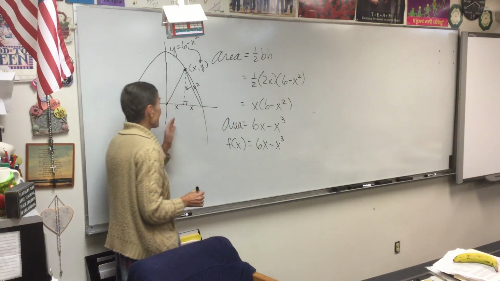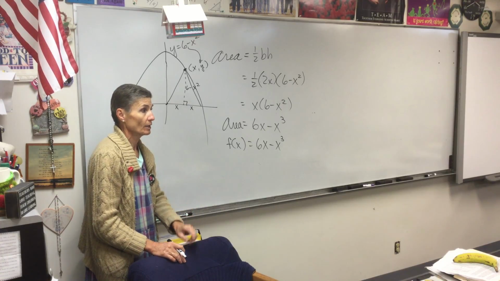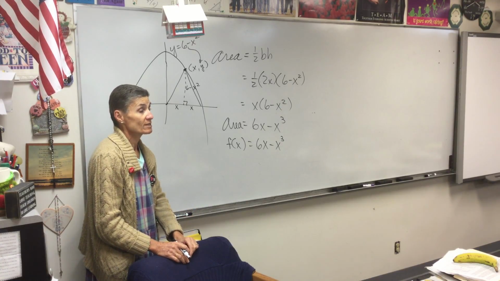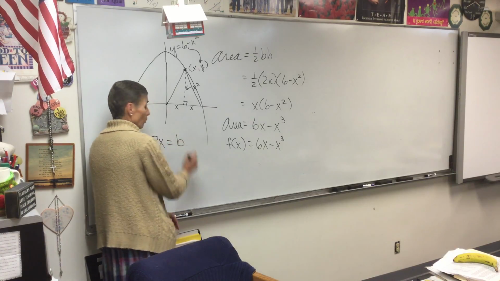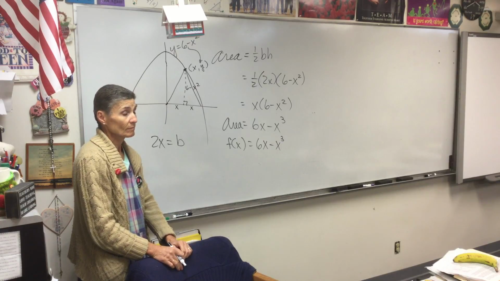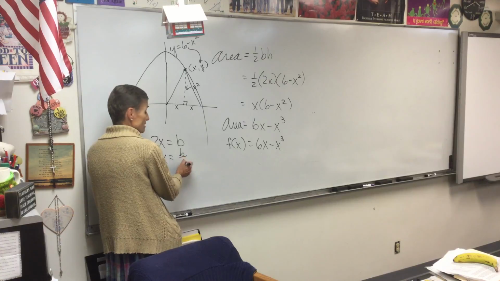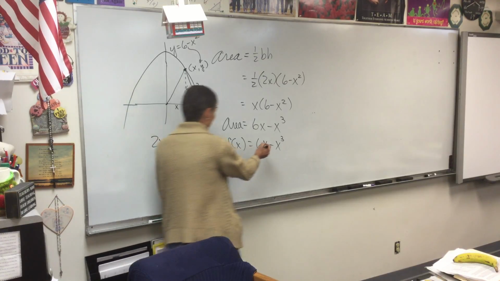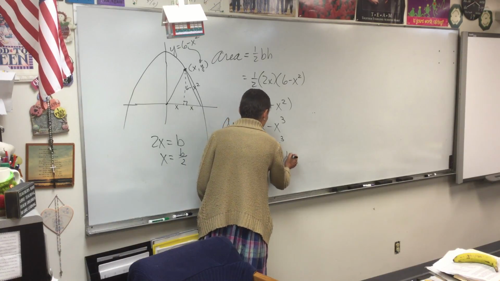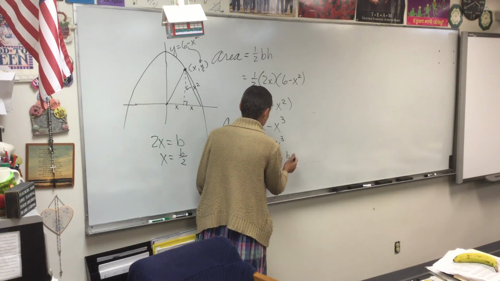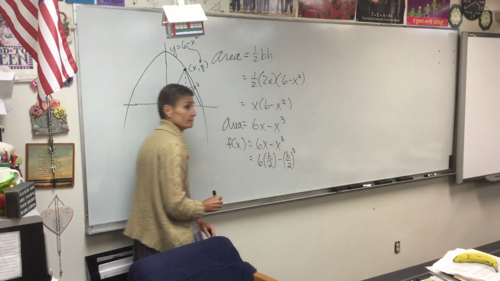Is x the length of the base? No, it's only half of it. So 2x equals my base, right? So what does x equal? Half the base. So now I'm going to come over and say 6 times b over 2, minus b over 2 cubed. Why, how'd that get to be cubed? Oh yeah, it's supposed to be cubed.